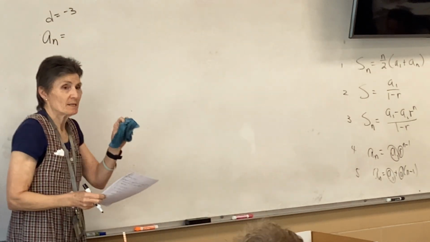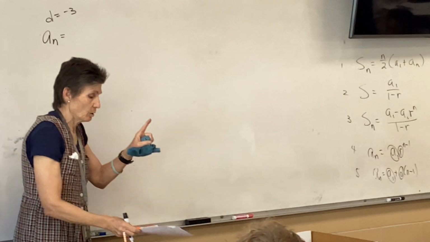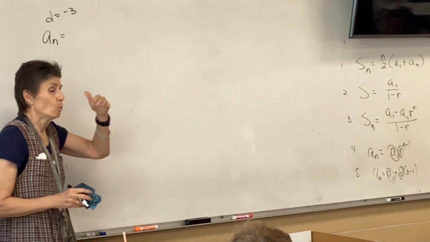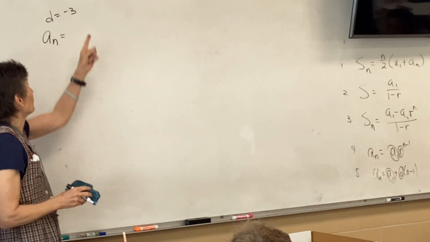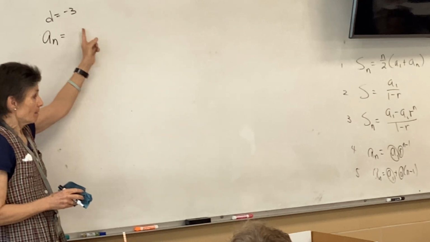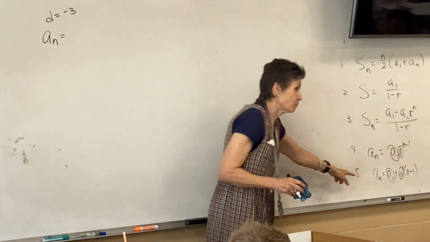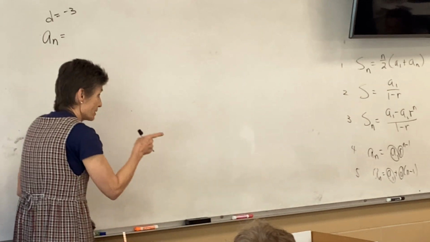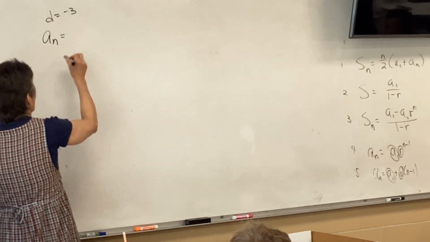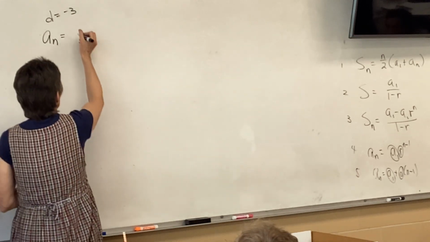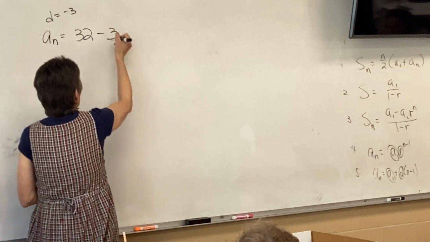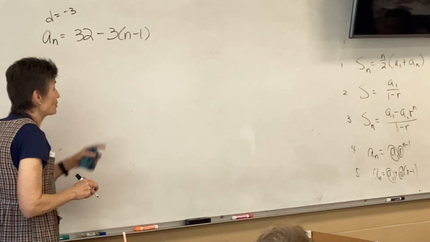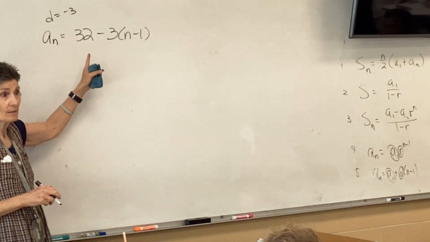Our job is to write an explicit rule. So our job isn't to write out a whole bunch of terms of the sequence. We're writing an explicit rule. Now, we need that information. But we're gonna come down here and use this formula because it's arithmetic. Our first term is 32. Our common difference is -3. So that's step 1. Does that look okay to everybody?